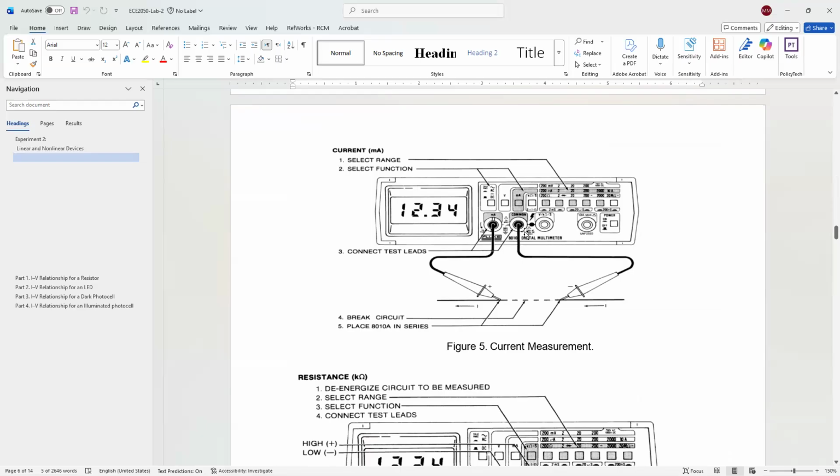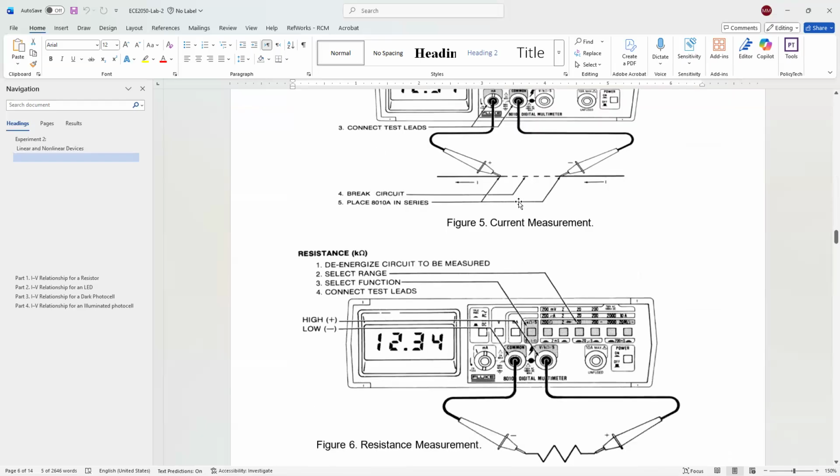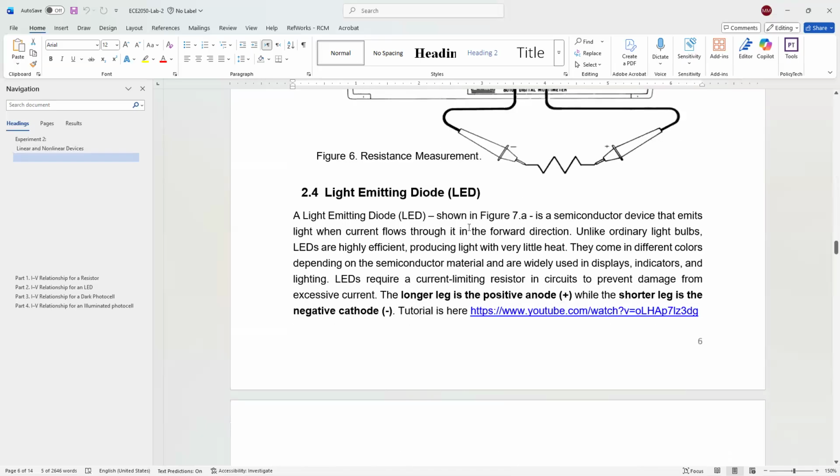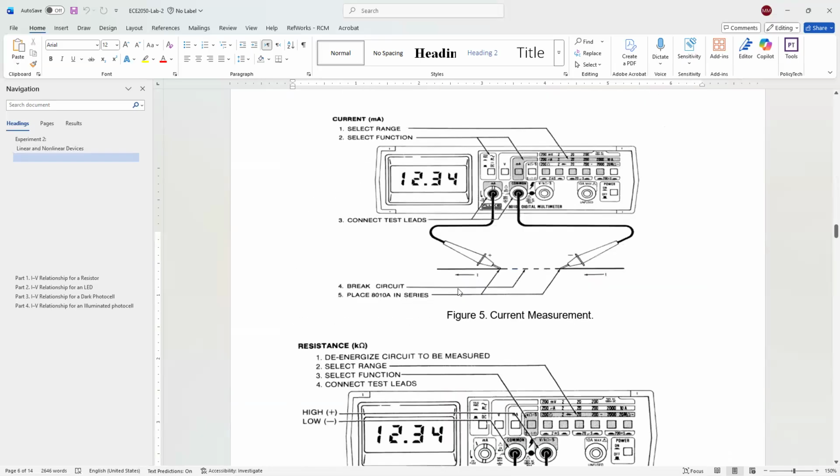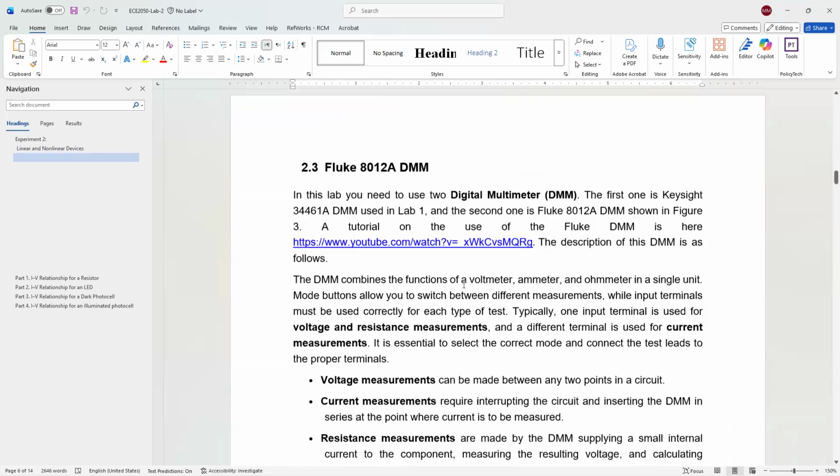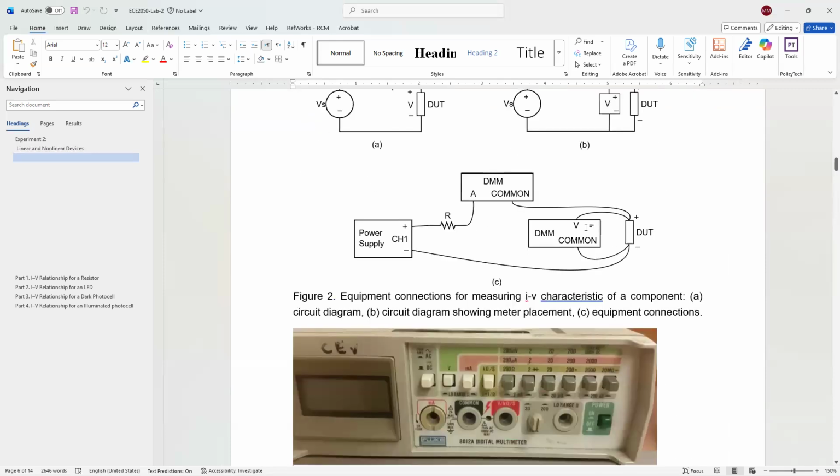If you want to measure the current, you have to press this one here. Okay. So let me first, because all you have to do, guys, as I told you, is connect this circuit. So this is the DMM used in Lab 1. This is this DMM here, okay?